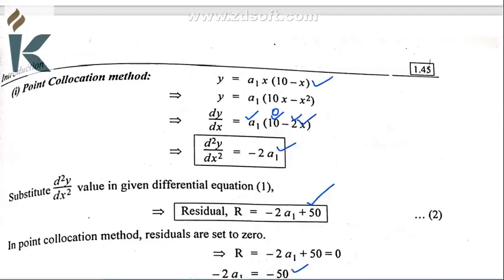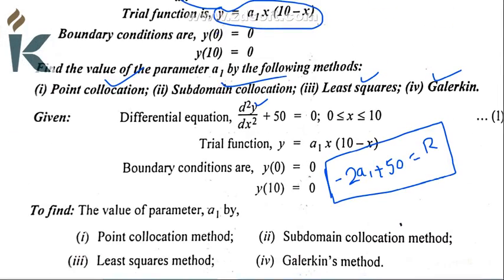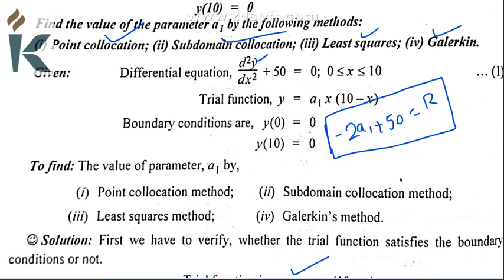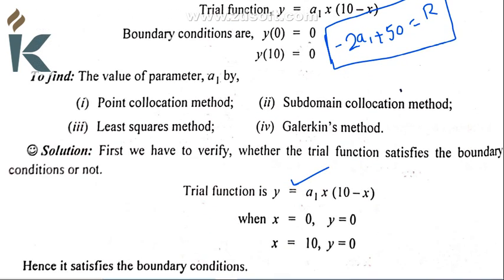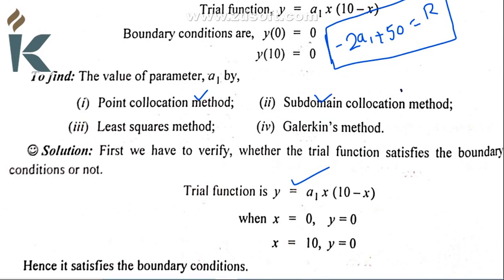First, for a given differential equation, you have to assume the trial function. The trial function should satisfy the boundary conditions. Then you have to differentiate it up to the order of our physical phenomena differential equation. Then you have to substitute that value into the given differential equation, that is our residual function. Finally you can get the value by point collocation, subdomain, least square, and Galerkin's method. This is the procedure to solve the entire weighted residual method.